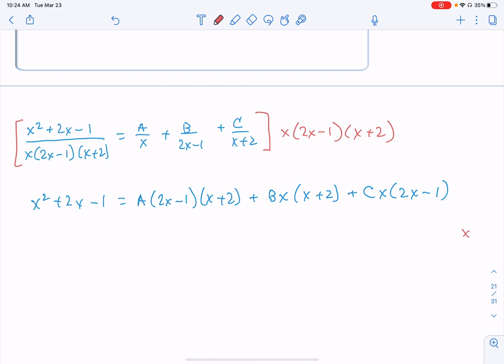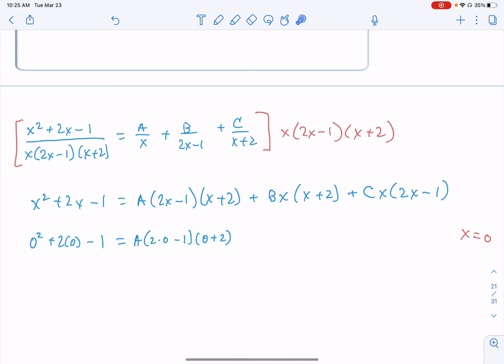So here we're going to do x is equal to 0, and we will have 0 squared plus 2 times 0 minus 1. Of course, you didn't have to write all that down. You could have written just negative 1. And then a times 2 times 0 minus 1 and 0 plus 2. Not going to bother with the other ones because that's 0, the whole thing's gone.